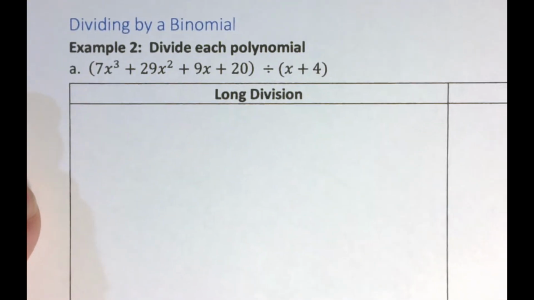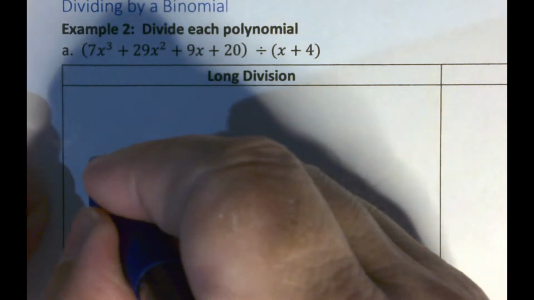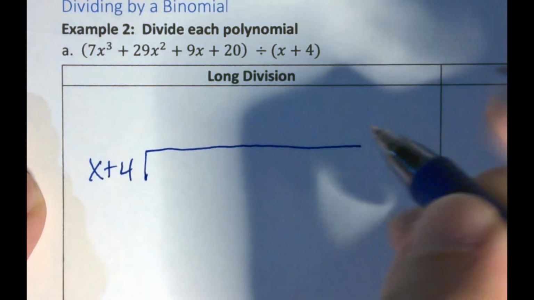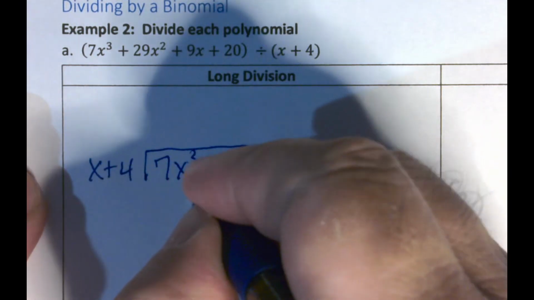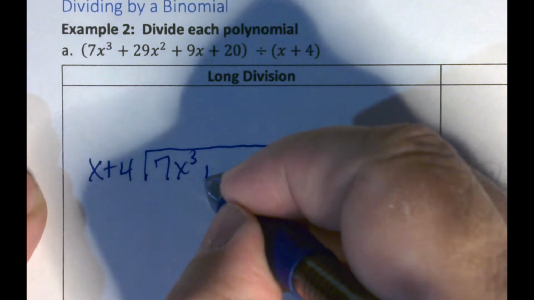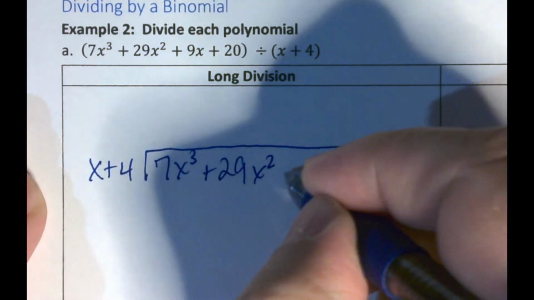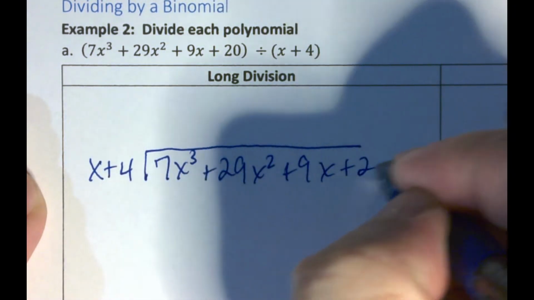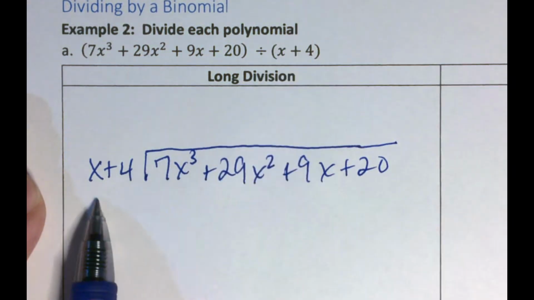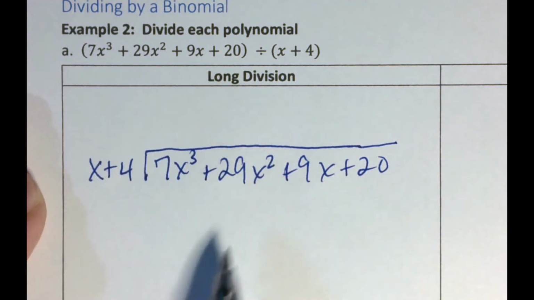All right, so we're going to put the x plus 4 outside of the box, and what we're dividing into inside the box. So that's 7x cubed, right? All I'm doing is copying that. Make sure to put space up here because that's where the answer is going to go. All I'm doing is copying. So I've copied the x plus 4, what I'm dividing by out here, and what I'm dividing into inside the box.